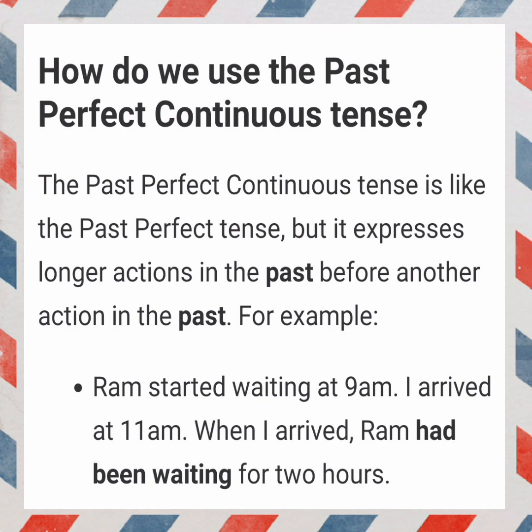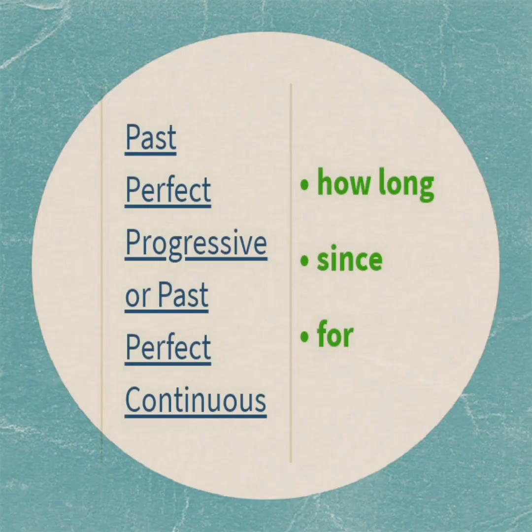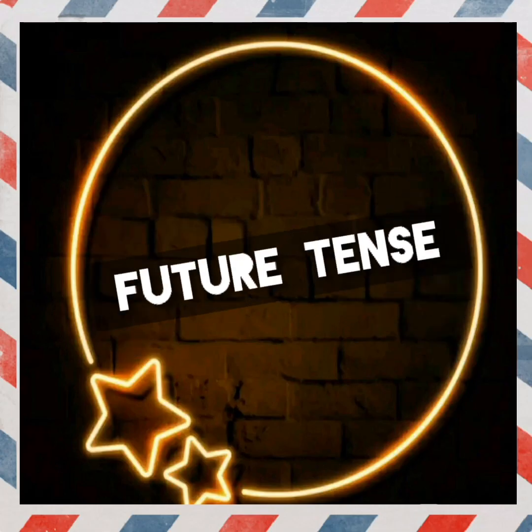The past perfect continuous tense is like the past perfect tense, but it expresses longer actions in the past before another action in the past. Example: Ram started waiting at 9 a.m. I arrived at 11 a.m. When I arrived, Ram had been waiting for 2 hours. Now let's see the keywords. How long, since, for are the keywords.